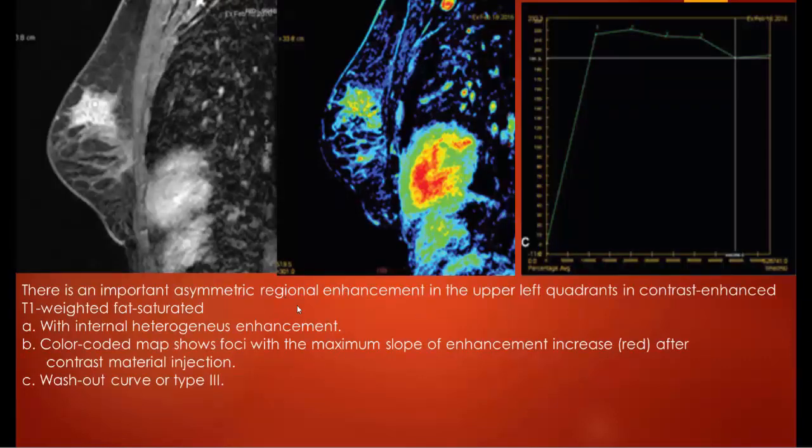Important: asymmetric regional enhancement in the upper left quadrant on contrast-enhanced T1 weighted fat-saturated image, with internal heterogeneous enhancement. Color could show foci of maximal slope of enhancement increase after contrast injection. Wash-out kinetic, type 3 curve.